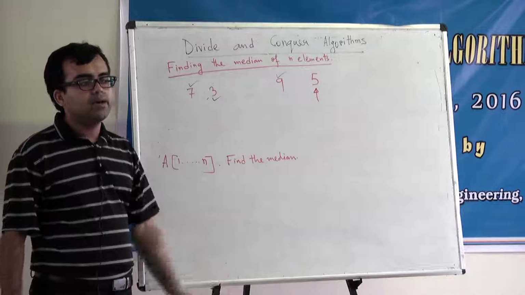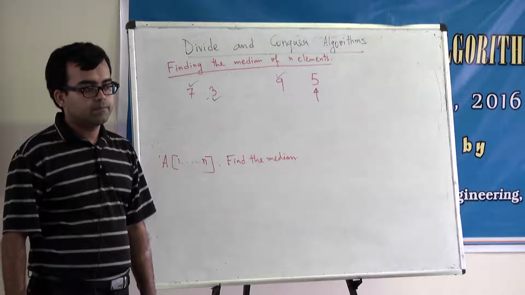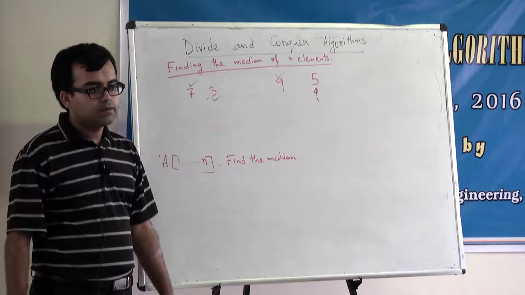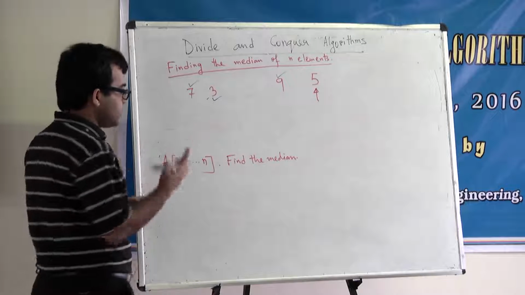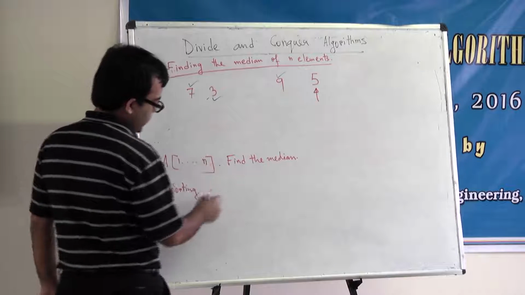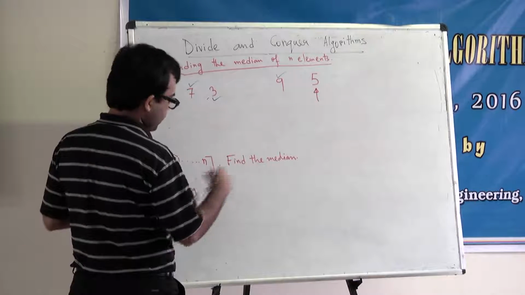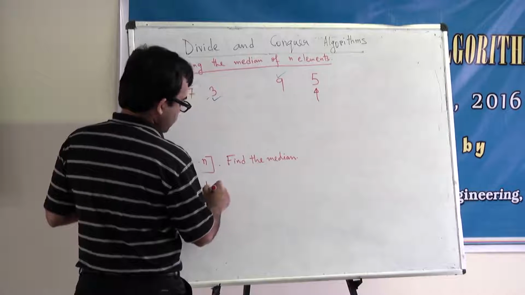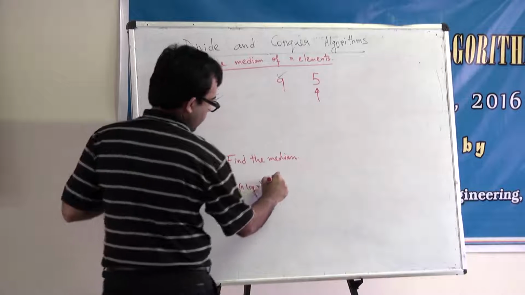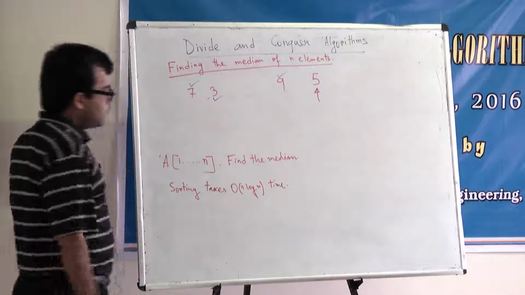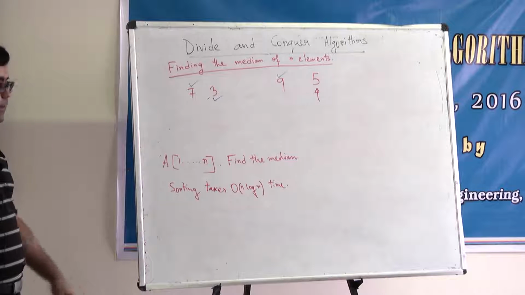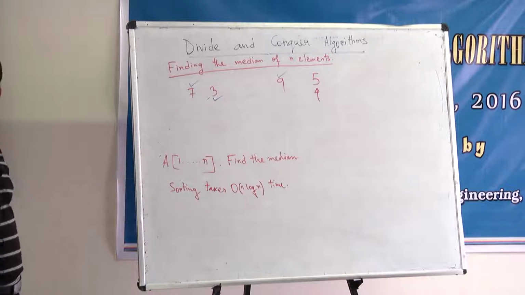What is the best sorting algorithm you can come up with? What is the running time of merge sort? N log n. So if you sort the elements, it will take n log n time. You cannot get better than n log n, at least under the comparison sort model, but let's not go into that. If I give you a divide and conquer algorithm whose running time is not better than n log n, it doesn't make any sense, because this is the simplest thing.